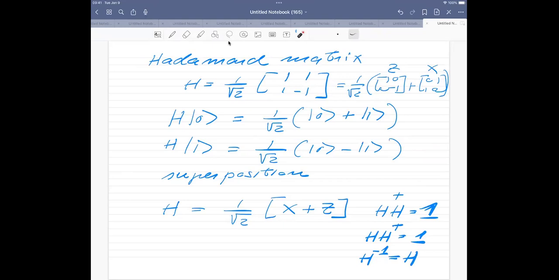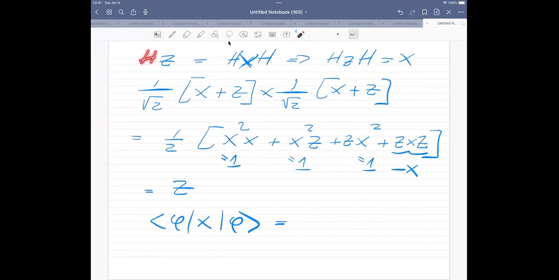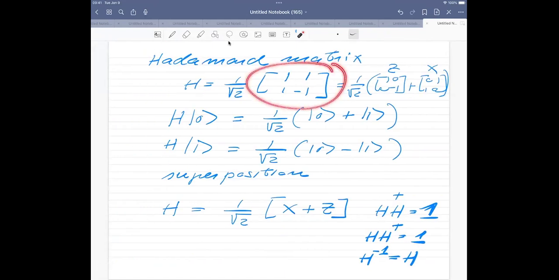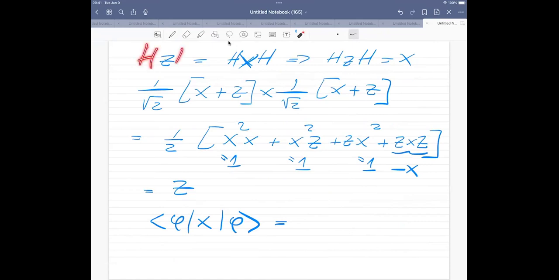So using these properties, if I multiply with the Hermitian conjugate and H here, and since this is a real matrix, when I take the Hermitian conjugate it's the same as H. You see that from the properties you have here. So H Hermitian conjugate is the same as H. When I multiply with H here and H here, I get 1 and 1, and that gives me simply X. So I can rewrite this in terms of phi as H times Z times H times phi.